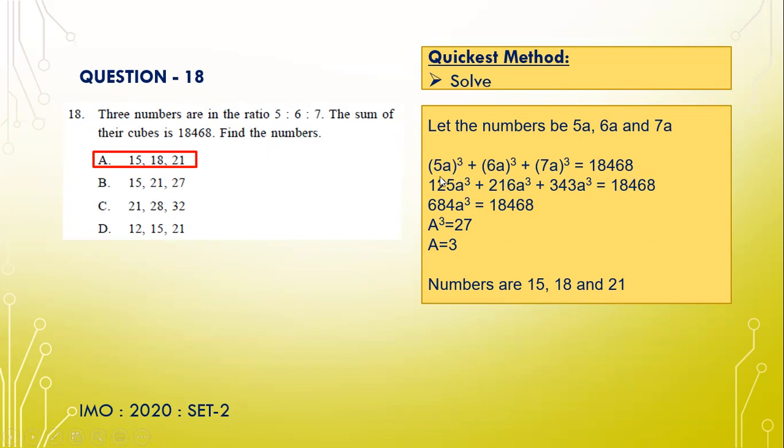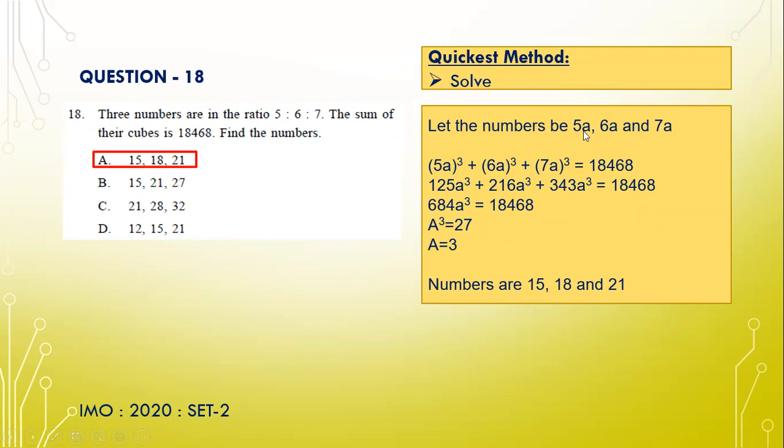What is 5 cube? 125a cube plus 6 cube is 216a cube plus 7 cube is 343a cube is 18468. 125 plus 216 plus 343 is 684. a cube is 18468. So a cube is 18468 divided by 684. 18468 divided by 684 is 27. So then what is a? a is 3, because 3 3s are 9, 9 3s are 27.